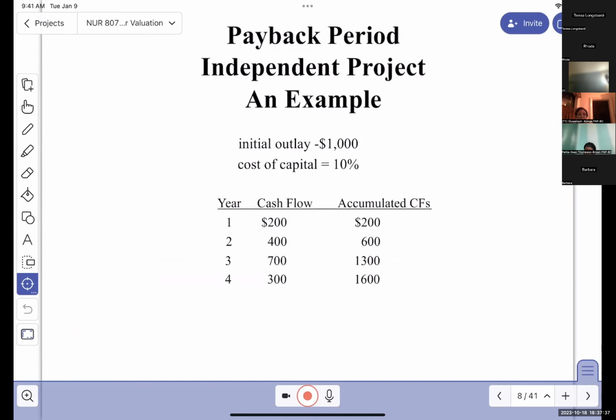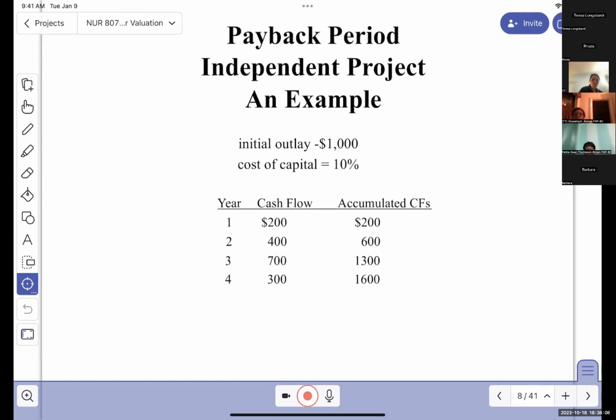Looking at this, just common sense, when does this project pay back? In what year do you get your $1,000 back? In the third year, because these are always assumed end of year. But I want to know a little more specific detail about when it pays back. It'll be in the third year, but at what point?